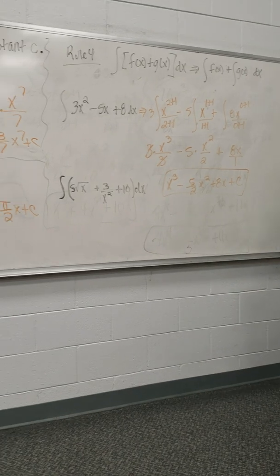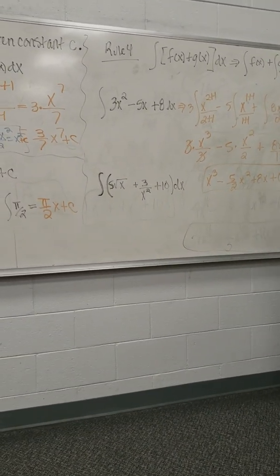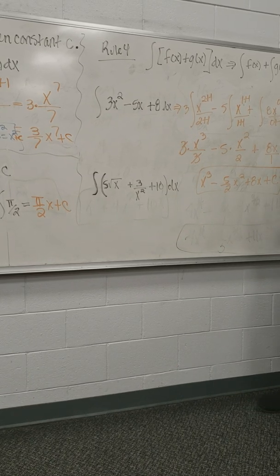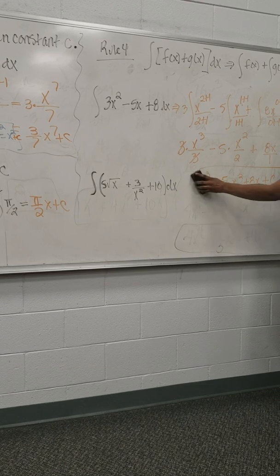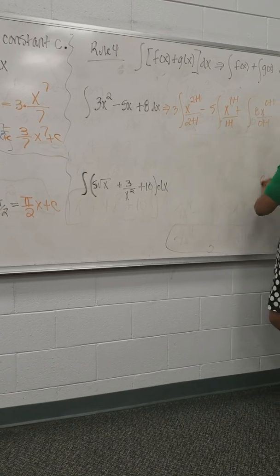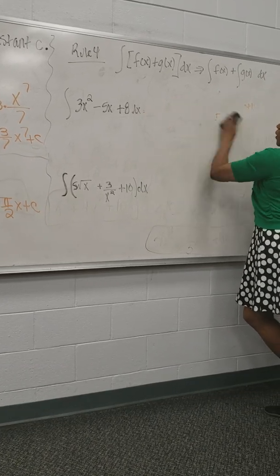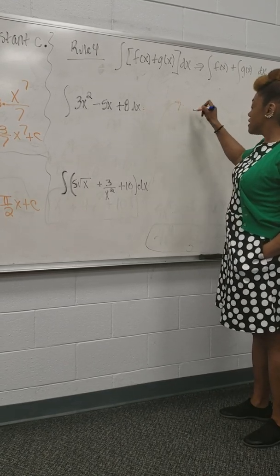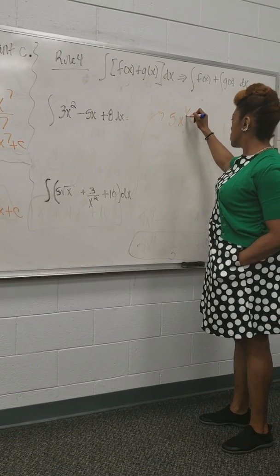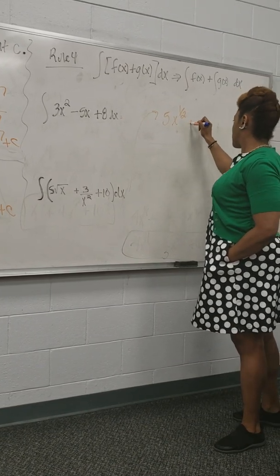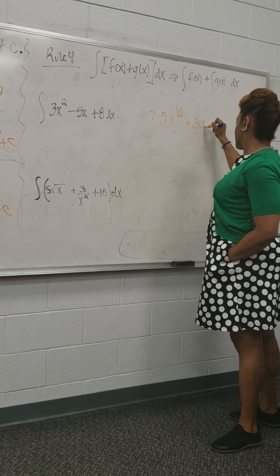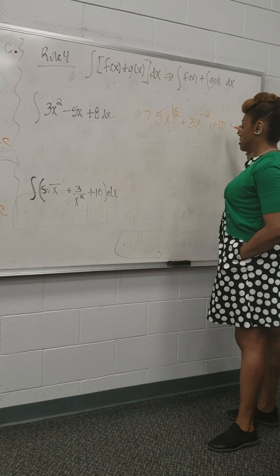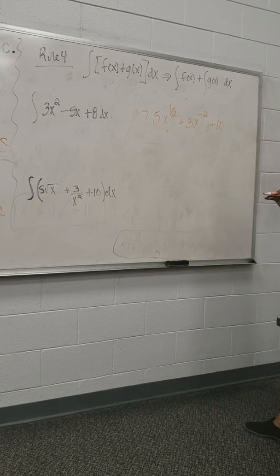Now the next one we have is the integration of 5 times the square root of x plus 3 over x squared plus 10x, right? So I need some board space, so I gotta erase this, right? So if I rewrite all of this here, this will be 5x to the 1/2, right? Plus 3x to the negative 2, right? Plus 10, and then that's it, right?